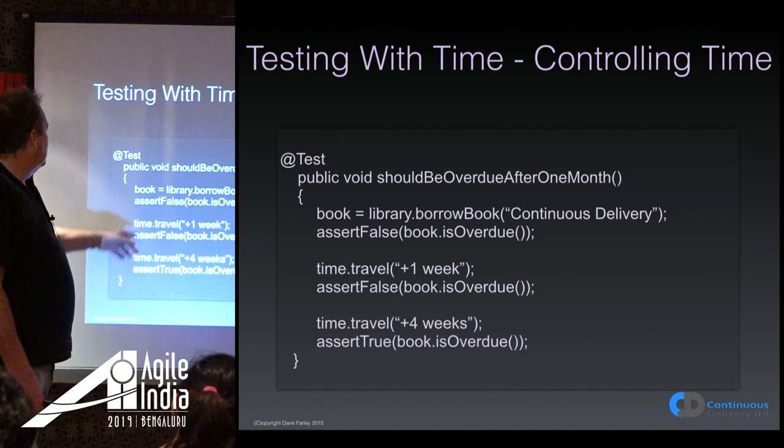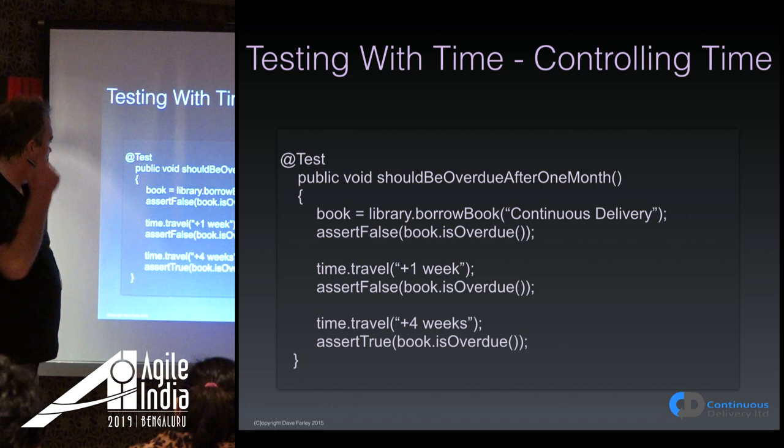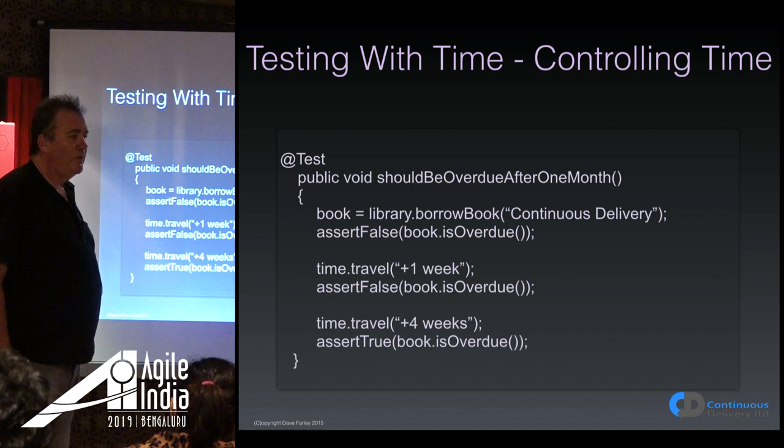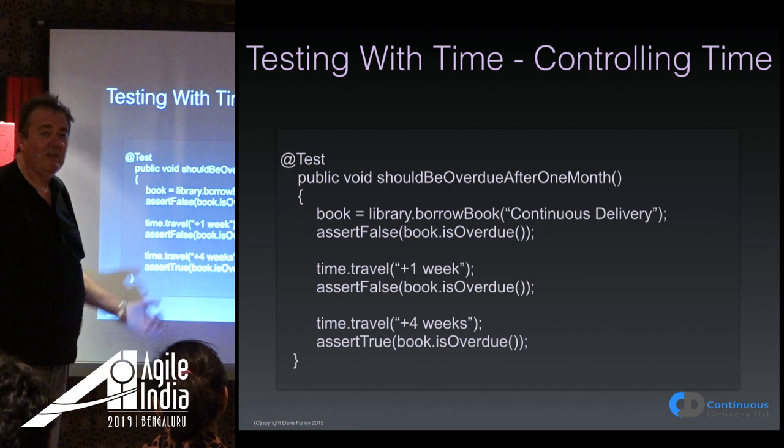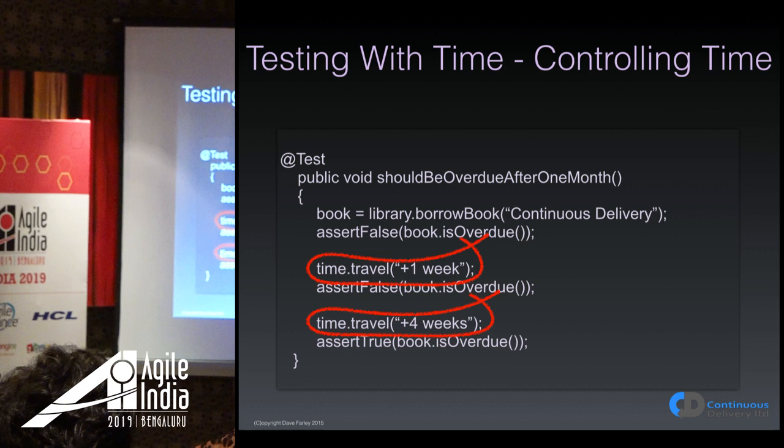We're going to assert that the book's not yet overdue. We're going to time travel forwards 1 week. We're going to assert it's not overdue. We're going to time travel forwards 4 weeks, and we're going to assert that it is now overdue. This isn't a great test case. There are too many assertions in it, but it's just trying to demonstrate the tool. The bits that are interesting are the time travel bits. So how do they work?